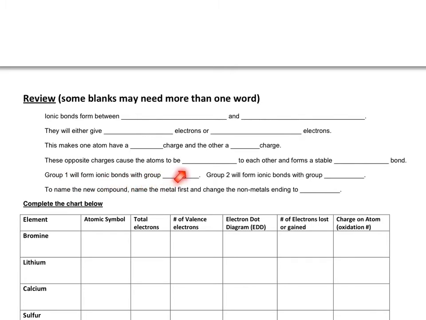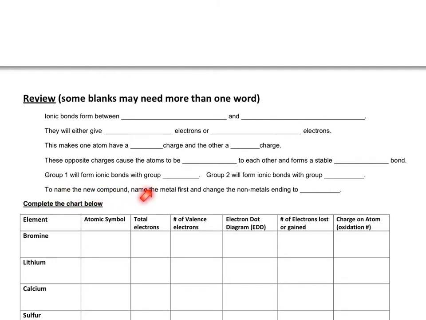Group 1, remember they have one valence electron, will form ionic bonds with group 7 or 17 on your periodic table. Group 2, remember they only need one, will form ionic bonds with group 16 because they need to.